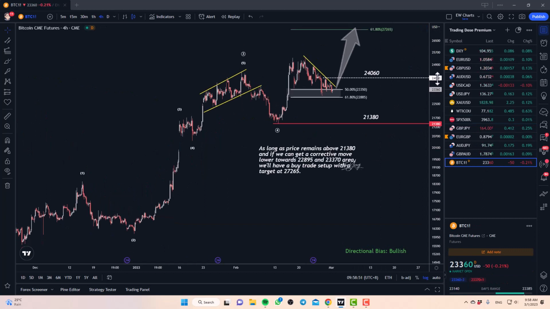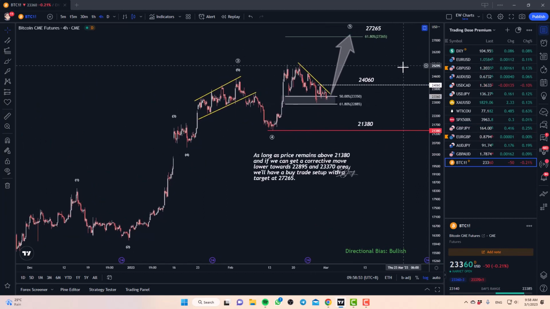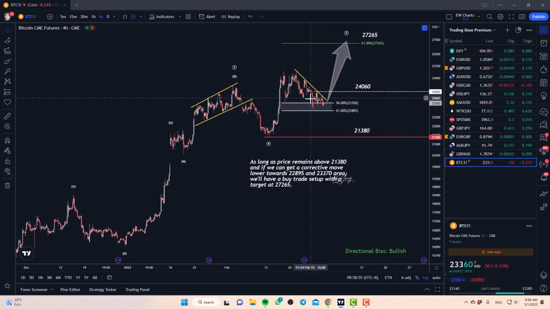Bitcoin here is again doing nothing much but consolidation, and of course the more it consolidates, it will open up the next possibility of an impulse, because that's how the market works, right? It's gonna contract and then it's gonna expand. So over here, nothing has changed.